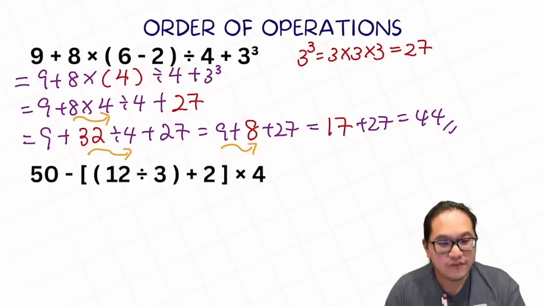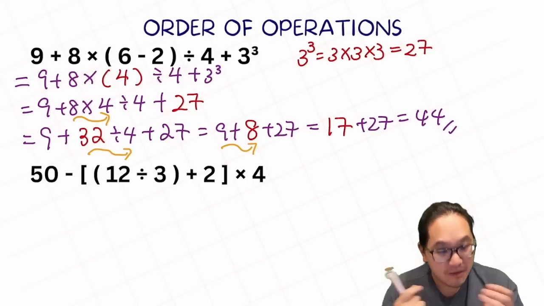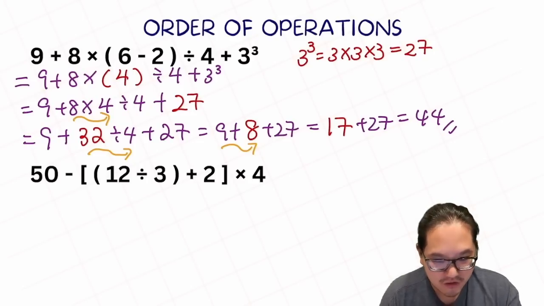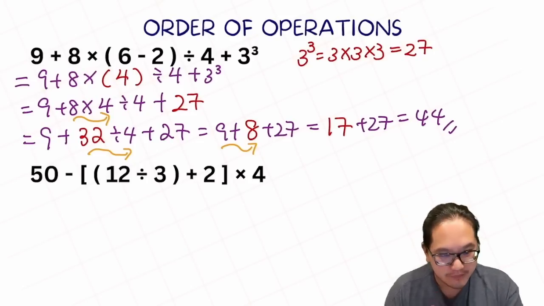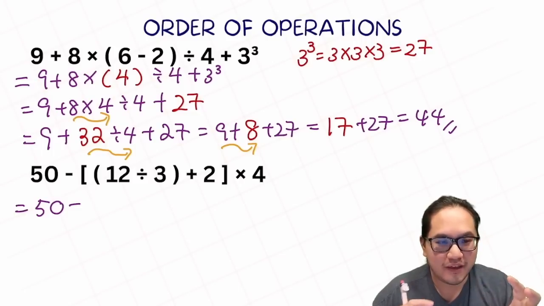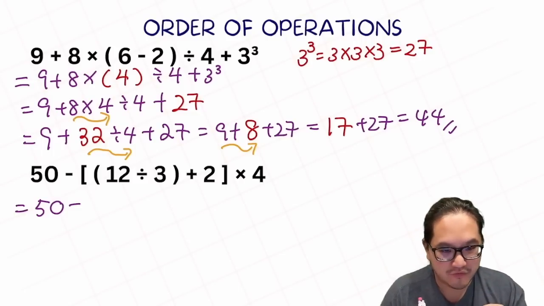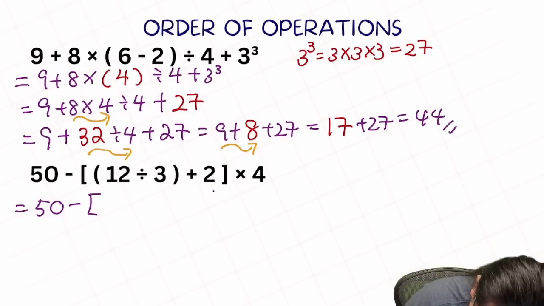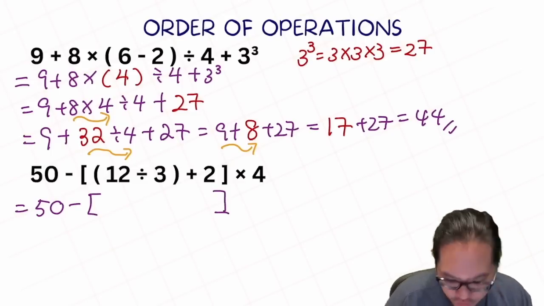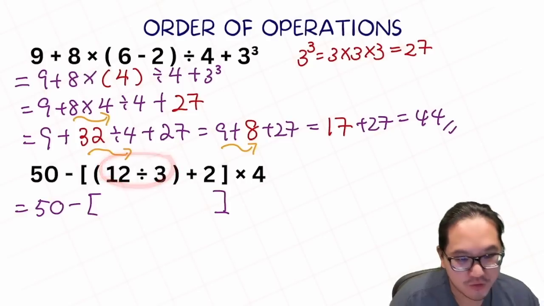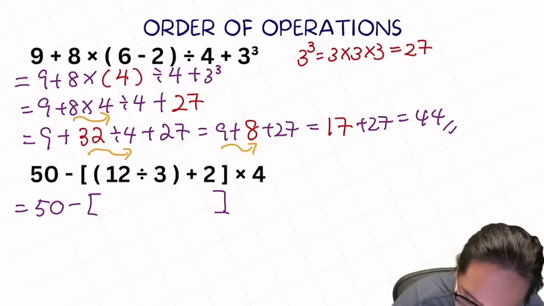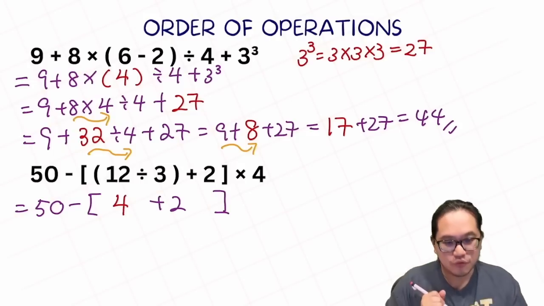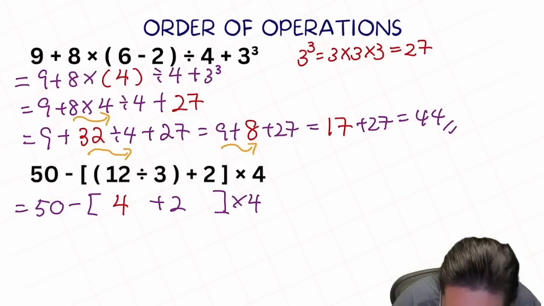We have 50 minus bracket, then parenthesis, 12 divided by 3, close parenthesis, plus 2, close bracket, multiplied by 4. So when it comes to double parenthesis, we do the most inner one first, then do the bigger one. So let's do this, right? The most inner one we have is 12 divided by 3 right here. So we know that we need to do that first. So 12 divided by 3 is equal to 4, right? And then we put the plus 2 down and multiply by 4, right?